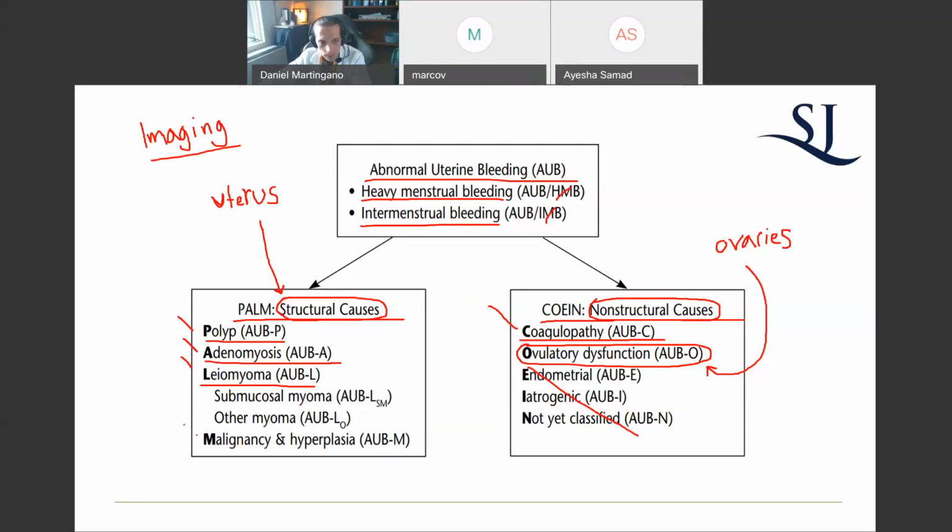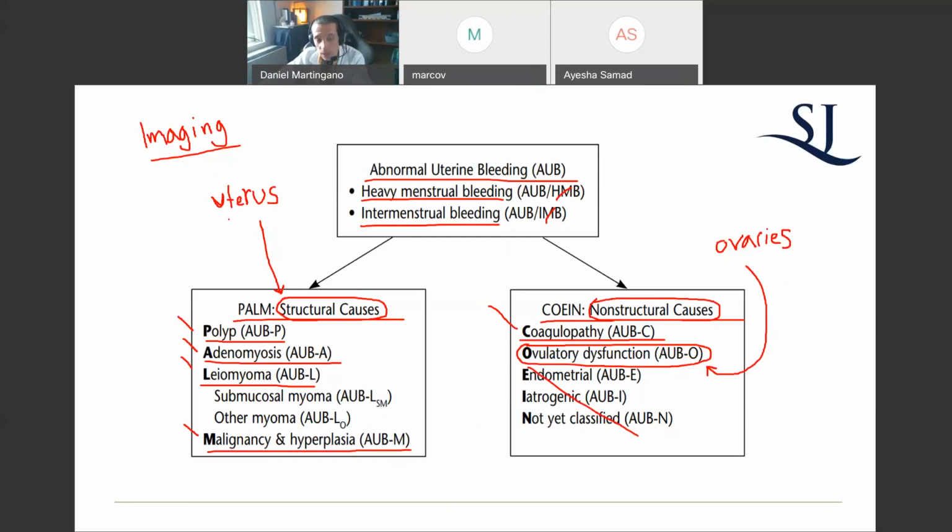And then also malignancy and hyperplasia, which can cause bleeding and are a structural cause, you will also get an indication of on imaging, but you need to go further with a tissue sample. So malignancy and hyperplasia, while we could identify this on imaging, it also is important to have a tissue sample to confirm. And I'll explain all of that.